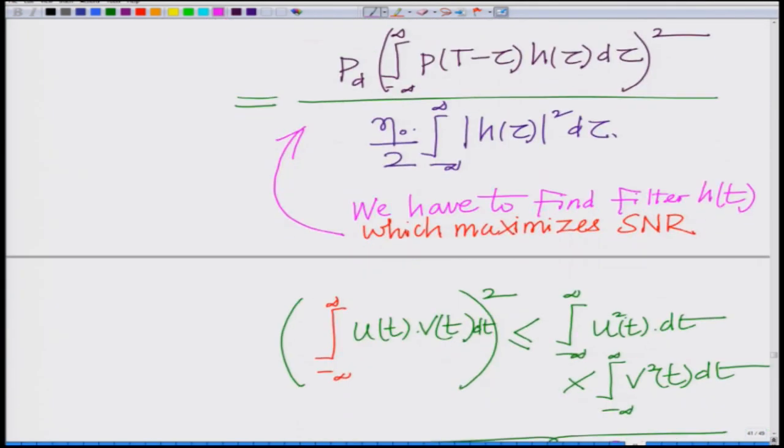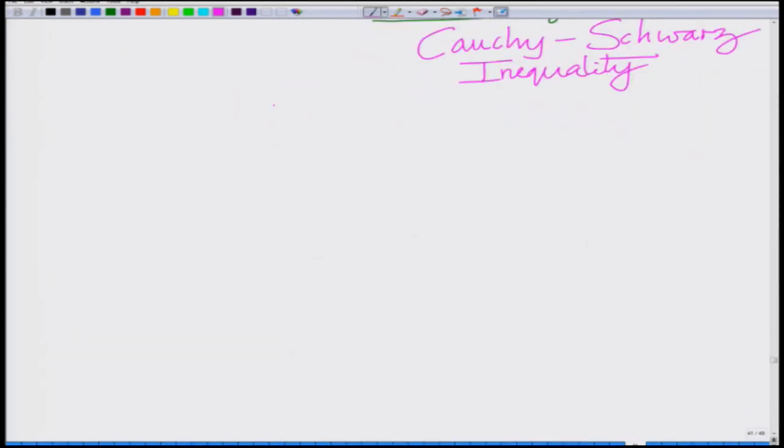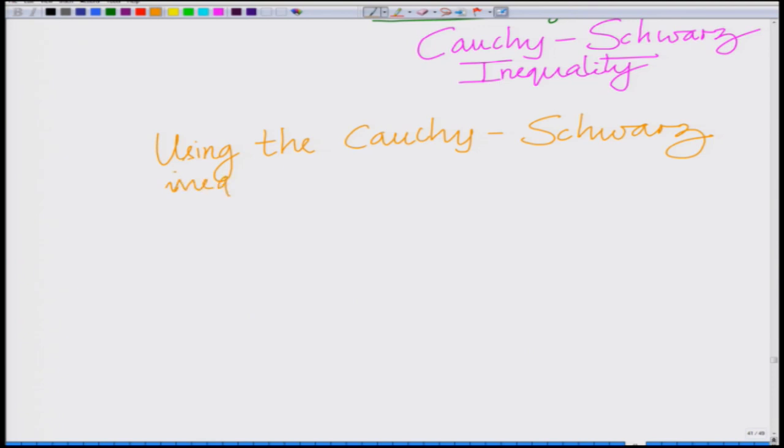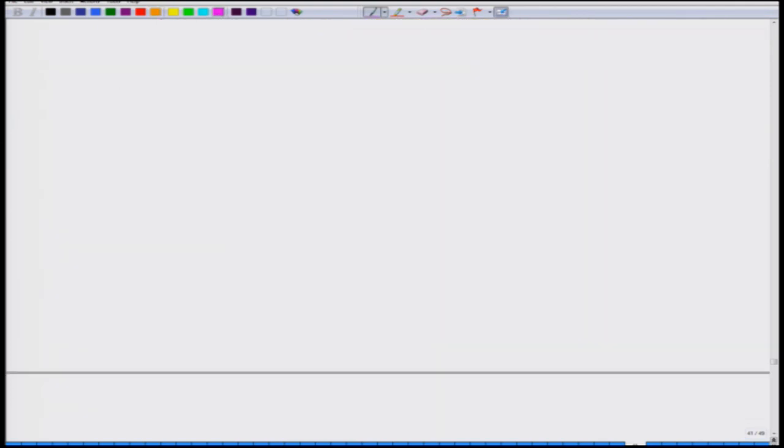Now, how can we use this property? If you look at the numerator, I have the integral from minus infinity to infinity of p(t minus tau) h(tau) d tau, whole square. If I apply the Cauchy-Schwarz inequality, this is less than or equal to the integral of p square (t minus tau) d tau times the integral of h square tau d tau. So I can write the SNR using the Cauchy-Schwarz inequality.